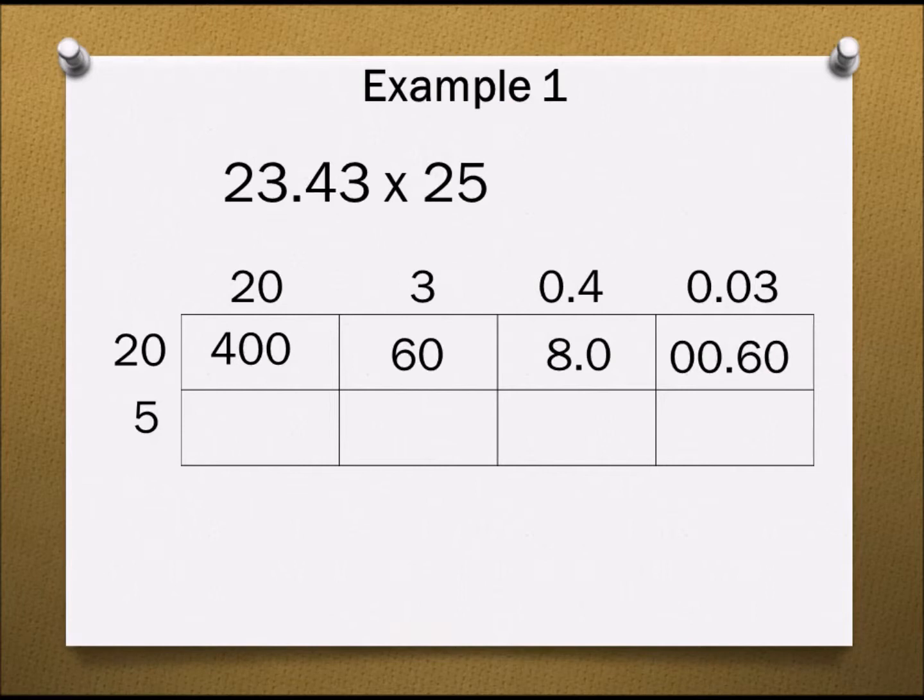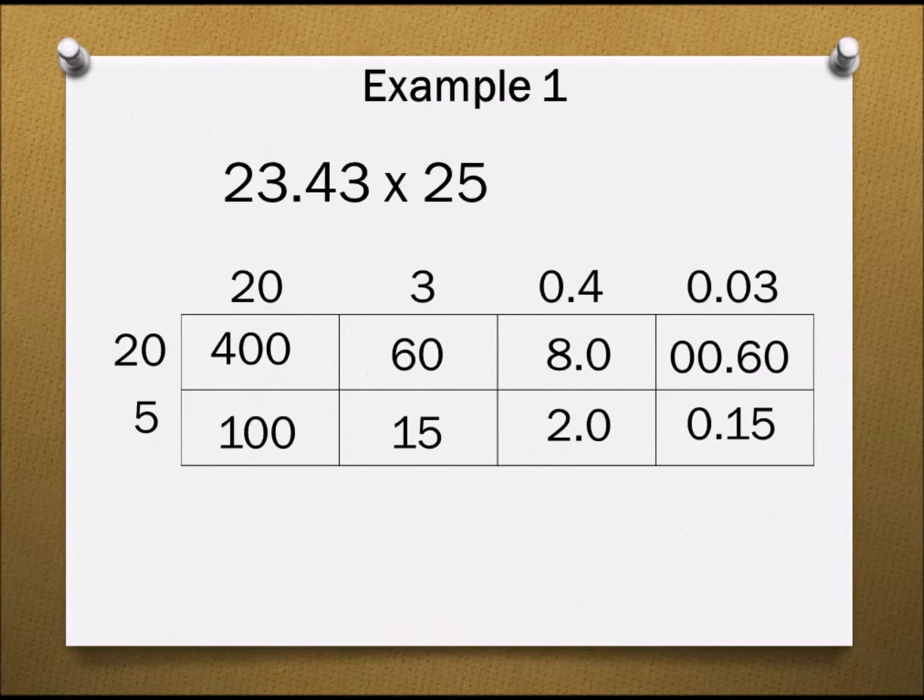5 times 20 gives us 100. 5 times 3 gives us 15. 5 times 0.4. So again, it's 5 times 4 is 20, but because it's one decimal place to the left, we're going to have to bring it one decimal place to the left for the 20, and that gives us 2.0. 5 times 0.03 is really 5 times 3 is 15, but because you have to move 2 spaces to the left of the 3, you're going to have to move 2 spaces to the left for the 15. That gives us 0.15.